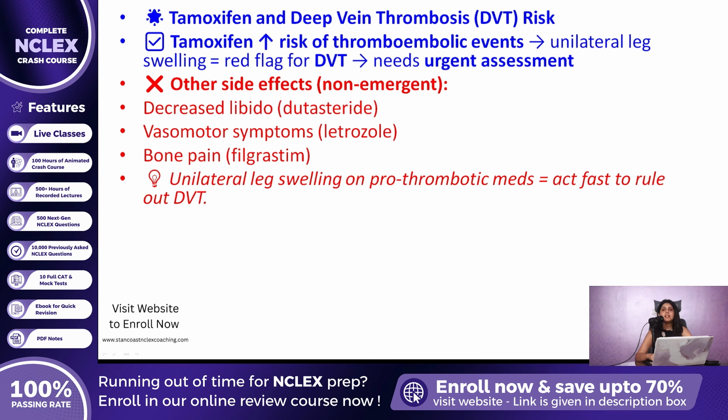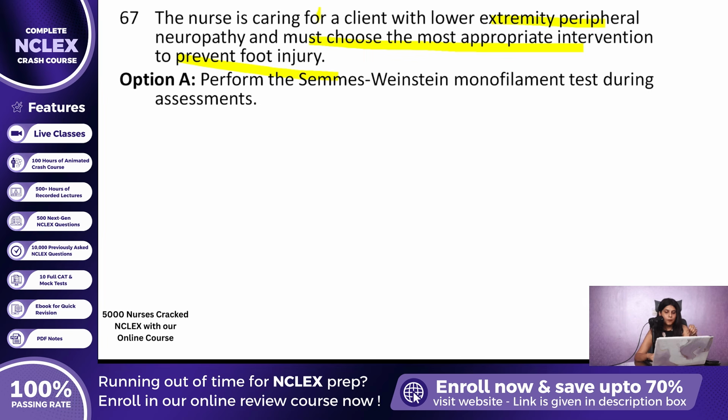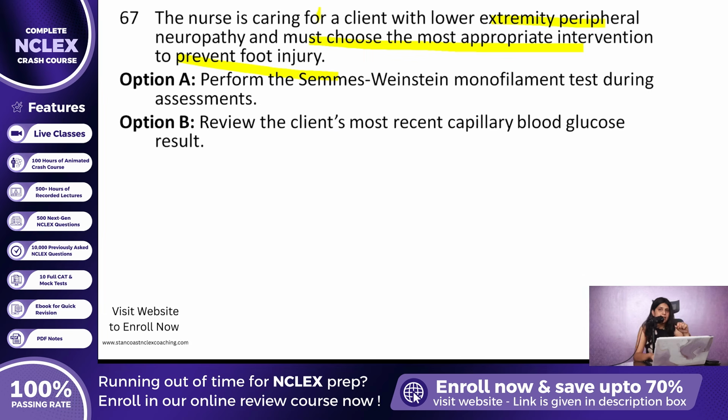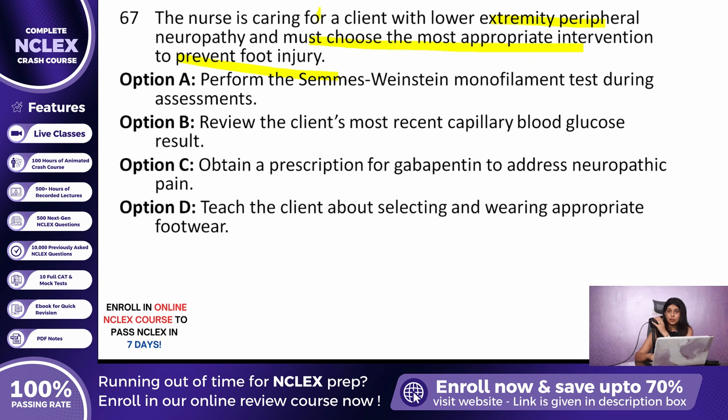Question 67. Let us now turn to peripheral neuropathy management. The nurse is caring for a client with lower extremity peripheral neuropathy and must choose the most appropriate intervention to prevent foot injury. The options are: Option A, perform the Semmes-Weinstein monofilament test during assessments. Option B, review the client's most recent capillary blood glucose result. Option C, obtain a prescription for gabapentin to address neuropathic pain. Option D, teach the client about selecting and wearing appropriate footwear.